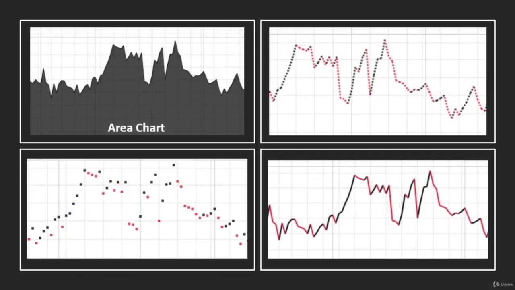Other ways that you can represent price as well are things like an area chart, for example, where you're looking at how it looks in terms of pricing things out and then having it shaded underneath the price.